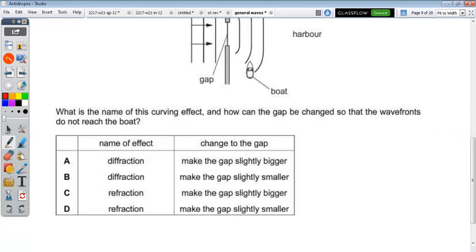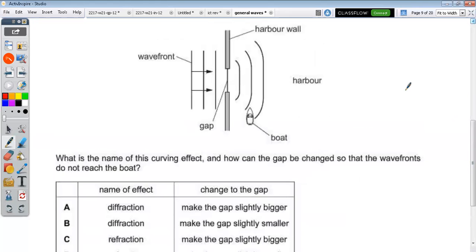Now, what is the name of this curving effect? How can the gap be changed so that the wave fronts do not reach the bottom? Good question. We want to make sure that they do not reach the bottom. What is it anyway? Is it refraction or diffraction? Diffraction.